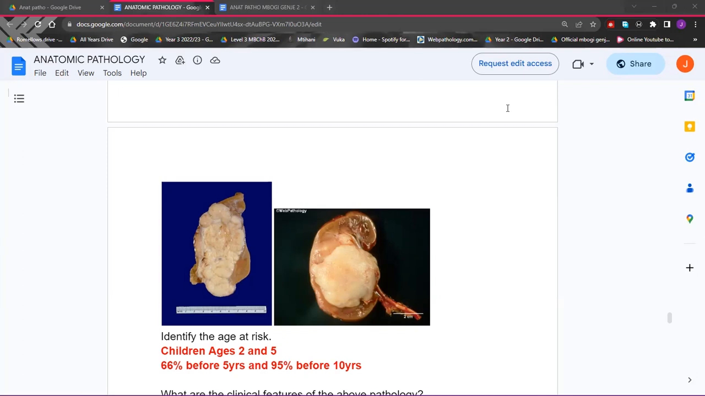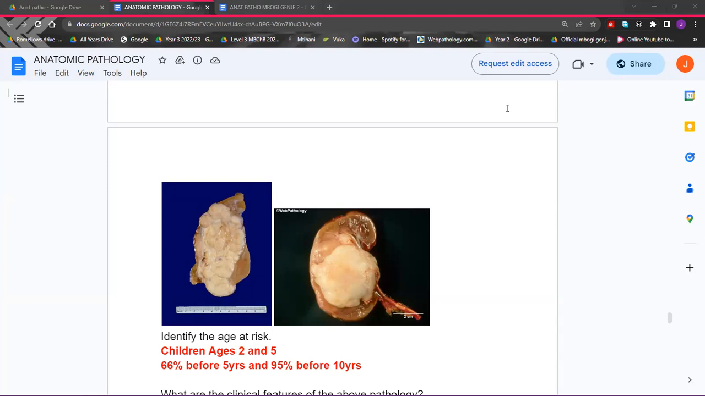Someone says obstruction. Maybe that's not a cause of features of anemia. Maybe that's a clinical feature. Yeah, so there's impaired erythropoietin production. Erythropoietin is the one that makes the red blood cells. So when you have impaired erythropoietin, you have less oxygen carrying capacity.